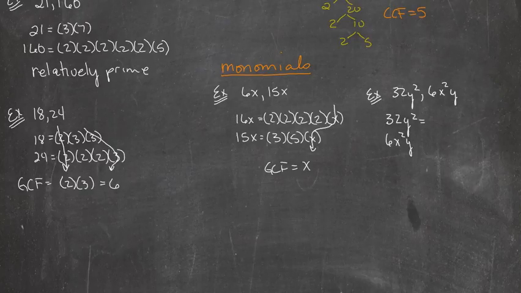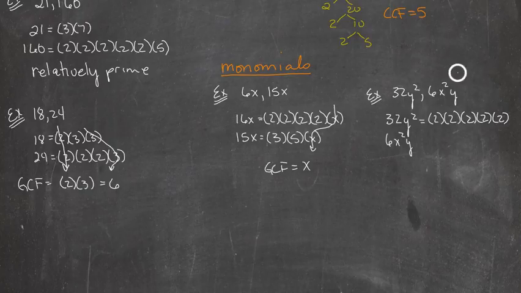Product of primes for 32. 32 divides by 2, leaving 16, which divides by 2, leaving 8, which divides by 2, leaving 4, which divides by 2, leaving 2, and 2 is prime, so I'm going to write it down. And then I have a y squared.